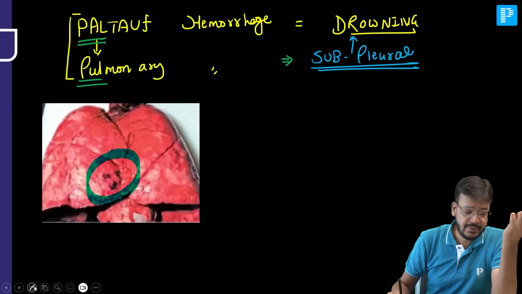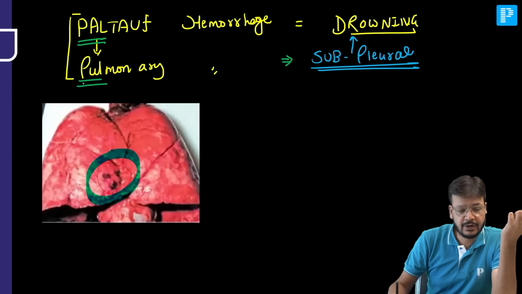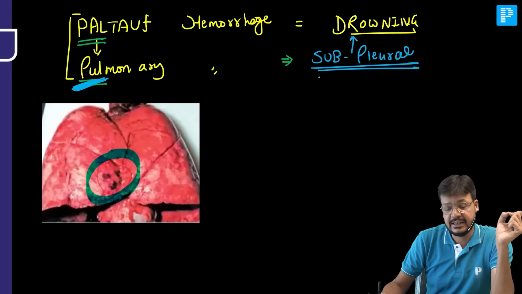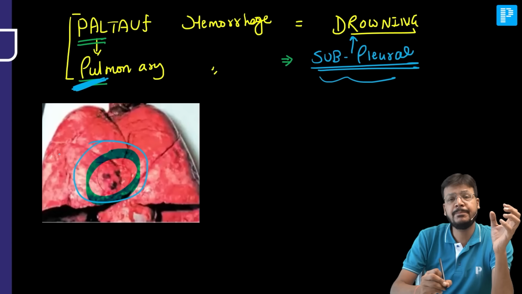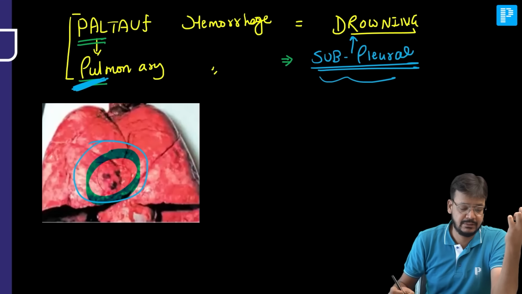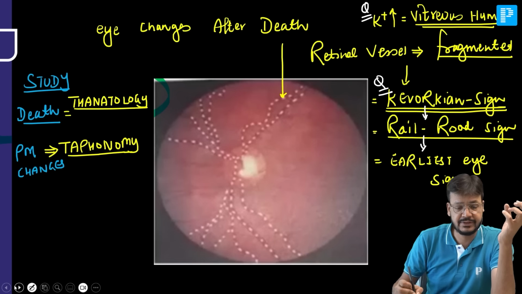Paltauf hemorrhage. How would you remember Paltauf hemorrhage? P for Paltauf hemorrhage, P for pulmonary hemorrhage. It's a subpleural hemorrhage seen in drowning. So there are multiple subpleural hemorrhages. Paltauf hemorrhages are a characteristic feature of drowning. P Paltauf, P pulmonary hemorrhage.